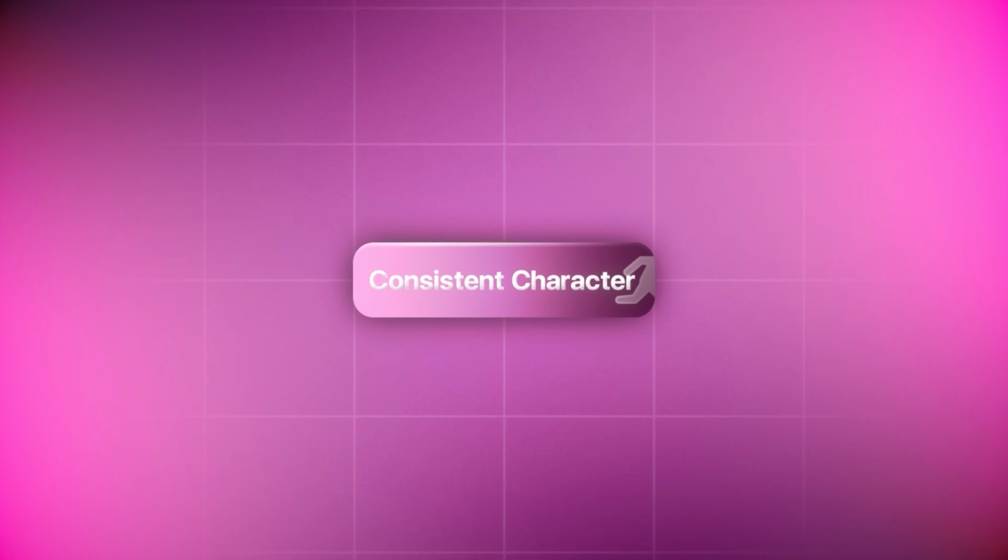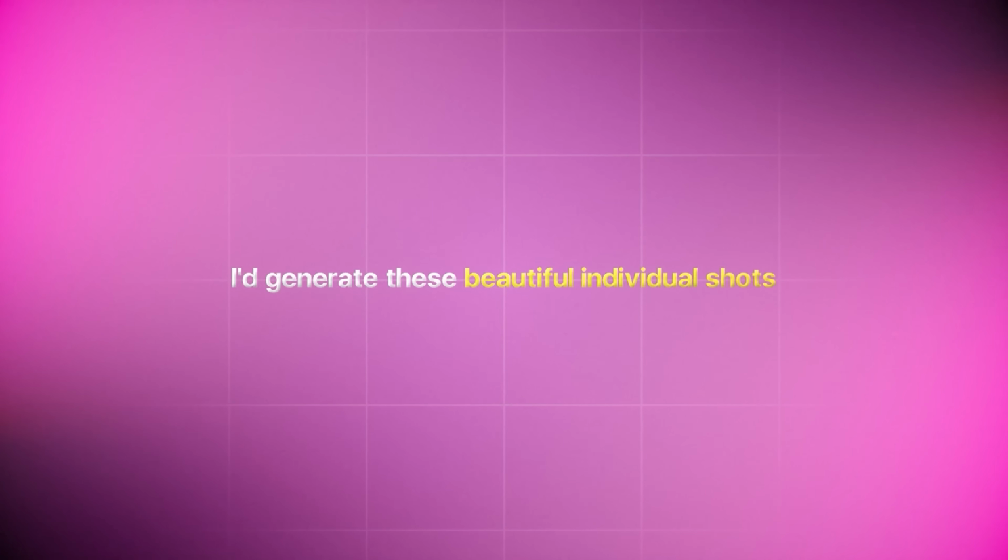Now let's get into it. The first step in any AI film is creating a consistent character. Because here's the thing, if your main character looks different in every shot, your film falls apart. Consistency is everything. I learned this the hard way when I first started. I'd generate these beautiful individual shots, but when I put them together, it looked like 5 different people. That's not a film, that's a slideshow of strangers.